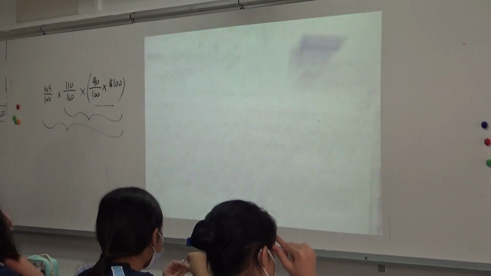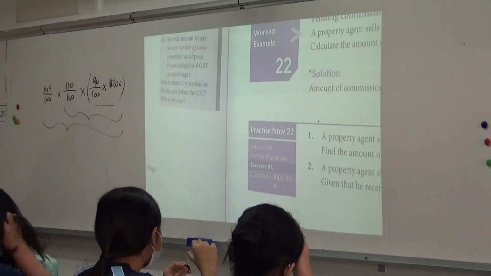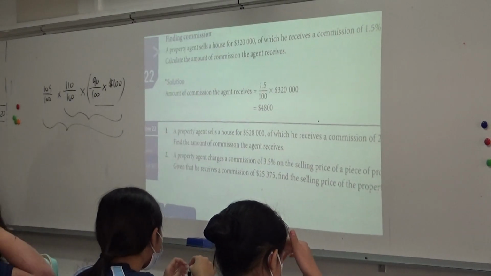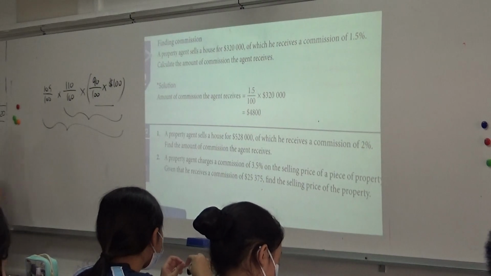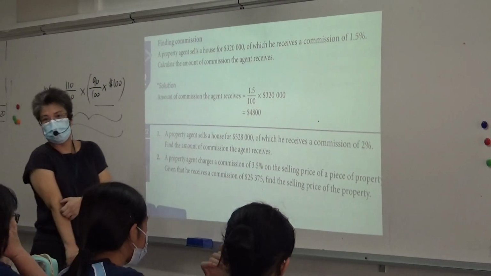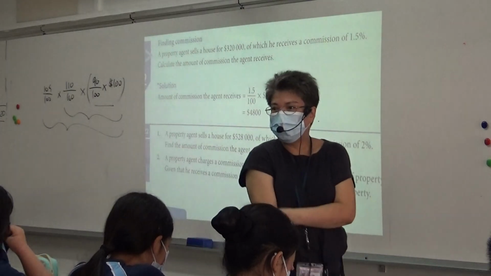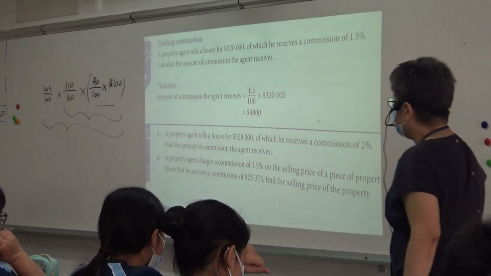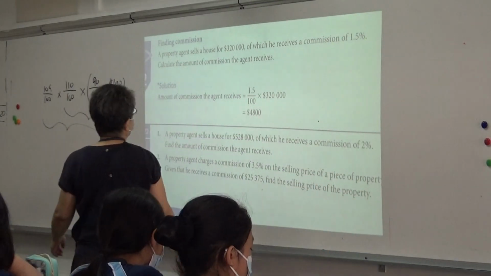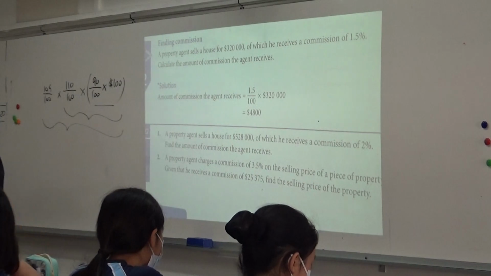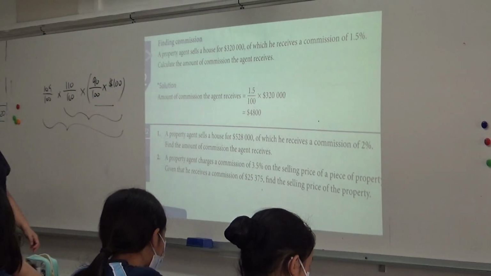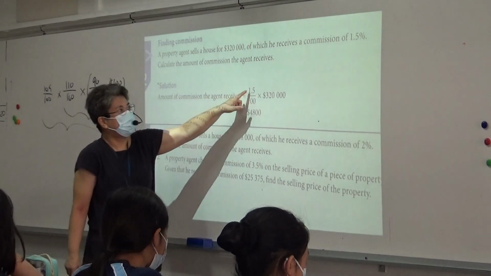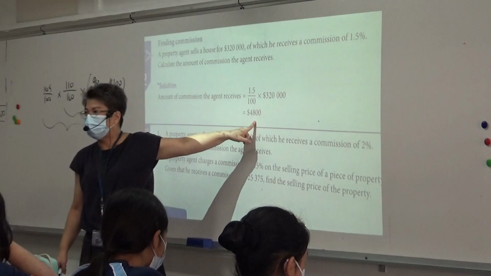Now, next, can you look at example 22? This is the one that I want to explain. You must know what is commission. Commission is something that you earn when you sell something. Correct? Like a property agent, if they sell a house or something, they earn a certain percentage. Okay, now, a property agent sells a house for 320,000, of which he receives a commission of 1.5%. Calculate the amount of commission the agent receives. That means 1.5% times this, it will be 4,800.